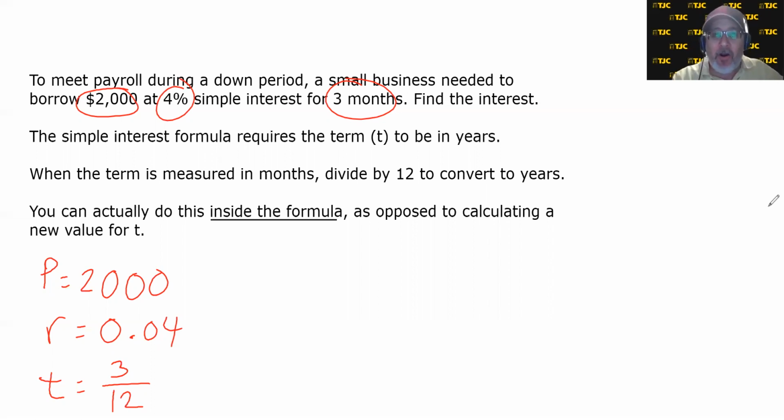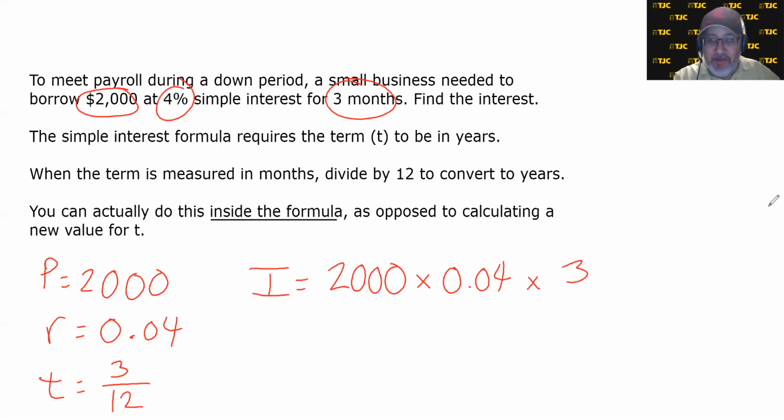All right, so let's figure out our simple interest. Interest is principal times rate times time. So 2,000 times 0.04 times 3 divided by 12. And remember, a fraction is just a division problem. So if you wanted to type 3/12, you would type 3 divided by 12. So getting out my calculator, I'm going to type exactly what I'm about to say: 2,000 times 0.04 times 3 divided by 12 equals, and the interest ends up being exactly $20.